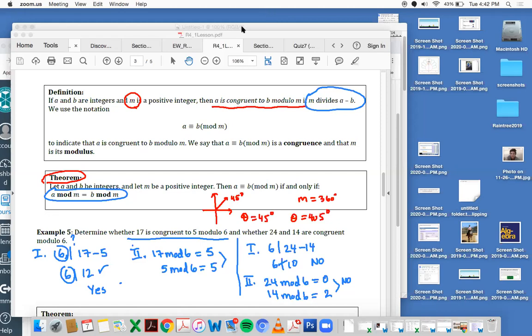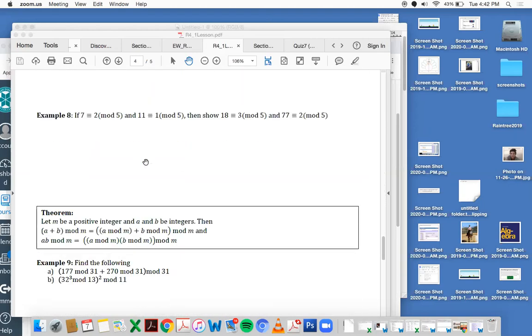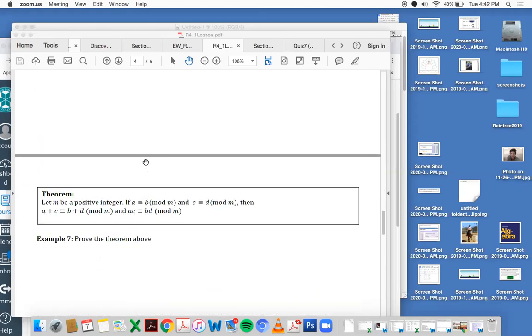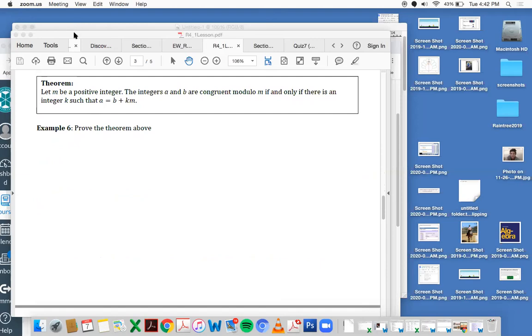All right, let's look at the next problems. Okay, so let's establish a few more relationships that have to do with congruency now, but also division. This theorem says if M is a positive integer, then integers A and B are congruent modulo M if and only if there's an integer K such that A equals B plus Km.